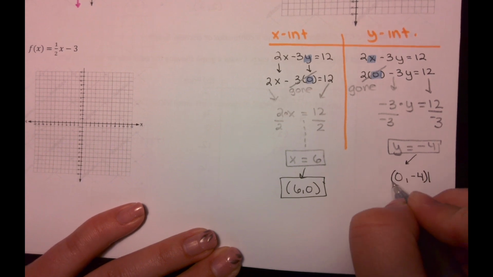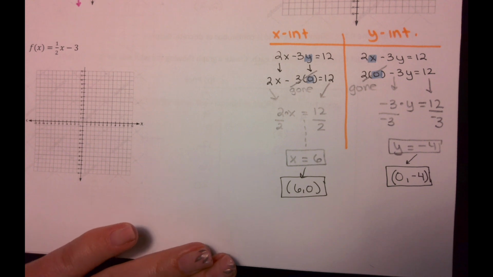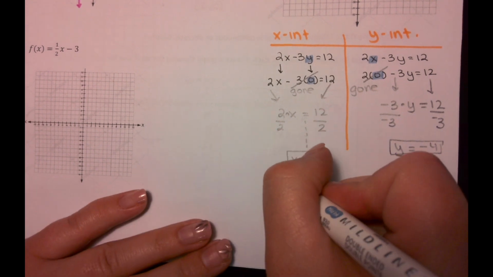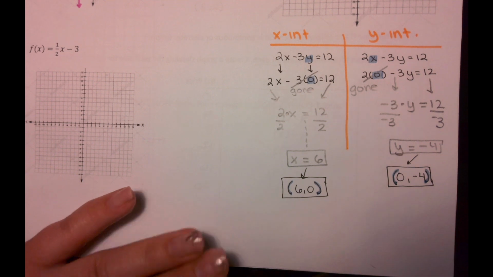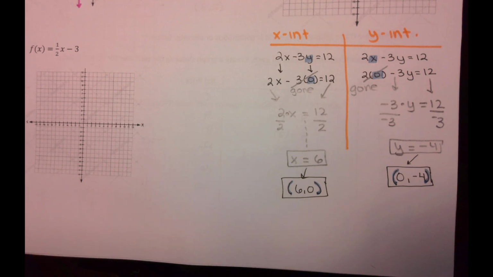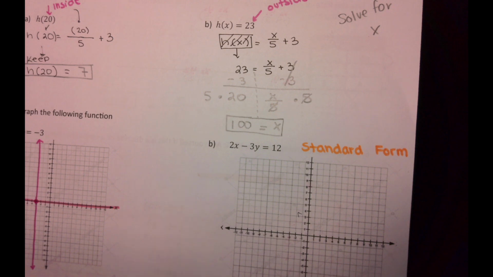Oops, I need parentheses, as our intercept. Has to be in this format, has to have parentheses, has to be a point. It's not a random number. It is a point on that axis. So let's go for the x-intercept at 6, 0.